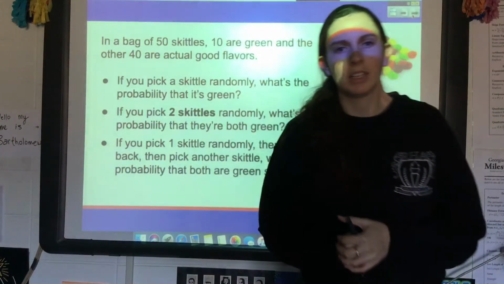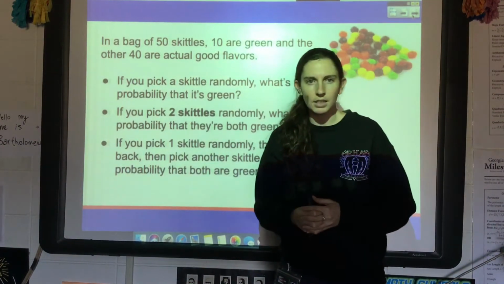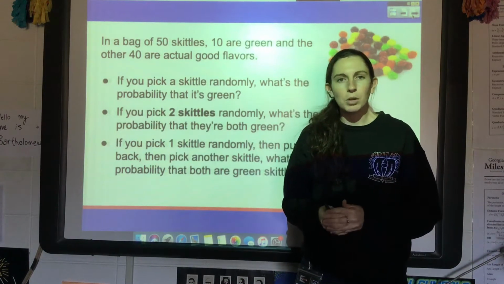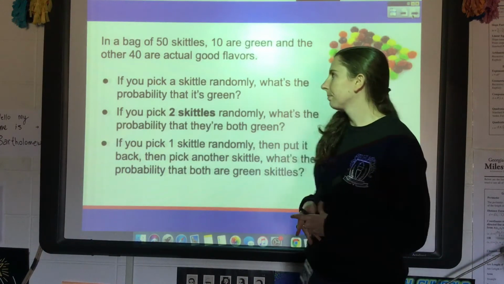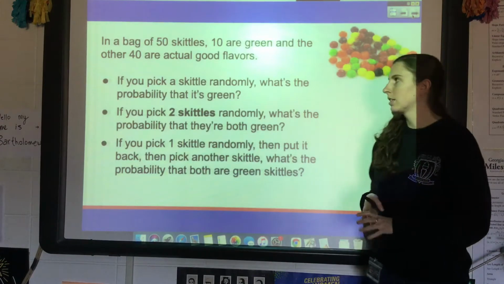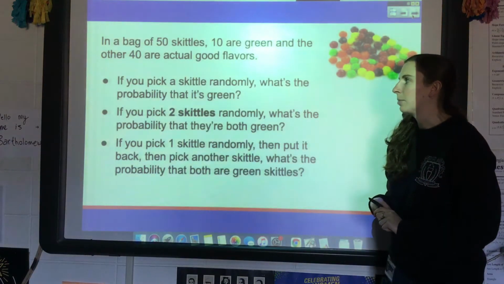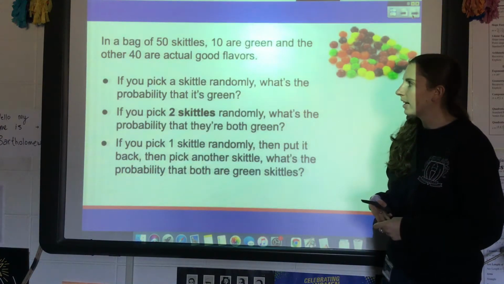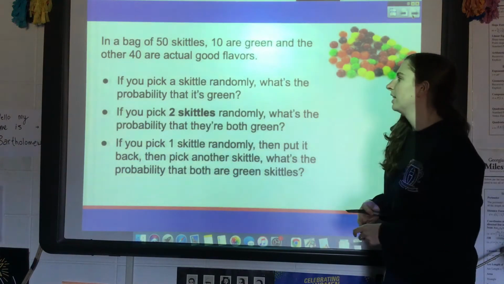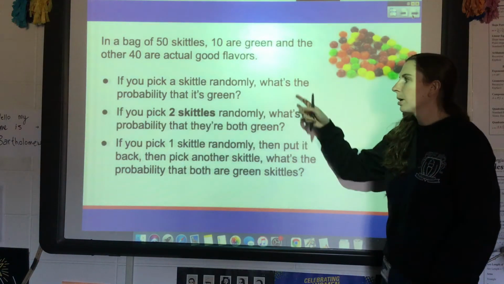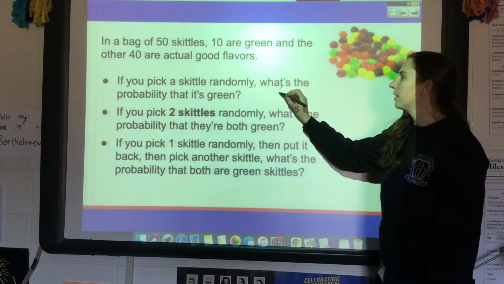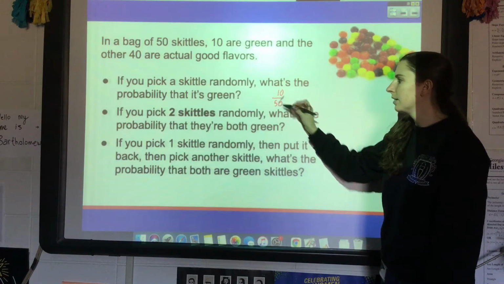So in this video, we're going to talk a little more about dependent events and how the multiplication rule works for them. So to start off with, let's look at this example here. In a bag of 50 Skittles, 10 are green and the other 40 are actual good flavors. The probability that it's a green one would obviously be 10 out of 50.